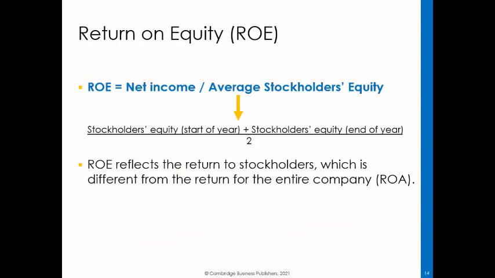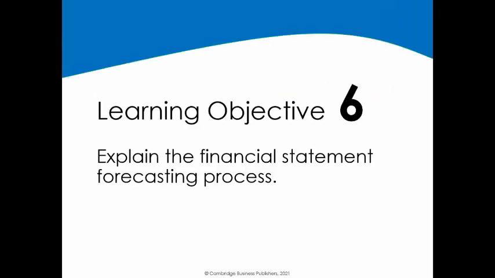Another important analysis measure is return on equity, which is defined as net income divided by average stockholders' equity, where average equity is commonly defined as beginning of year equity plus ending year equity divided by 2. In this case, company earnings are compared to the level of stockholder investment. ROE reflects the return to stockholders, which is different from the return for the entire company, ROA.